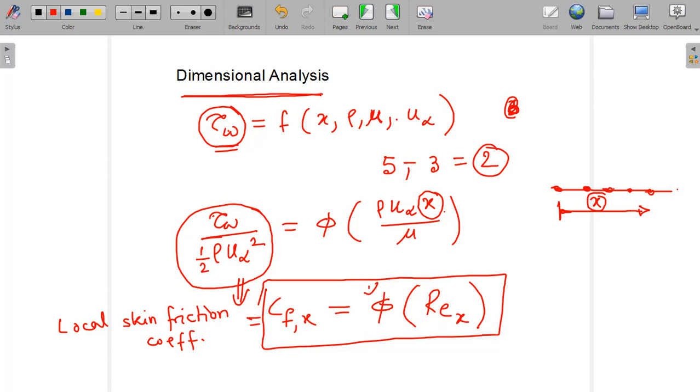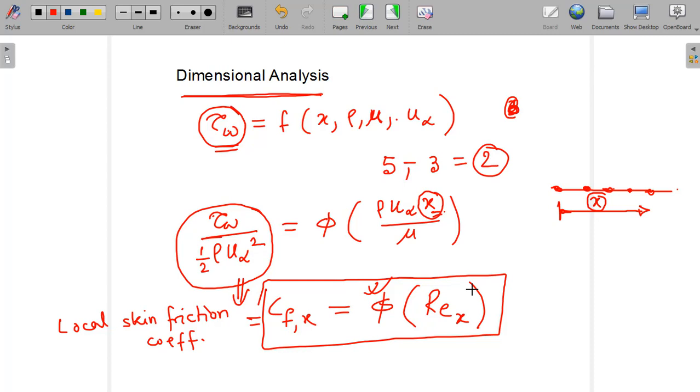To find out this exact function, we can do an experiment in a laboratory setup. We can change the values of the properties, or we can change the velocity, or we can change the geometry. That means at different locations you can physically measure the stresses, and if you plot those, from that you can get some idea about their relationship. So this is the experimental approach, by which, without solving any equations, you can get an idea about the relationship.